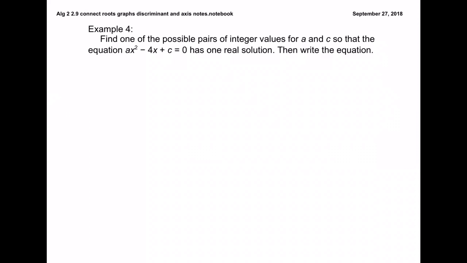Example number 4 says find one possible pair of integer values for a and c so that the equation ax squared minus 4x plus c equals 0 has one real solution. Then write the equation. So to determine something that has one real solution, we would want our discriminant to equal 0. So if we write our formula out for the discriminant and set it equal to 0, we can then plug in the information we have. We know that b is negative 4, so we have negative 4 squared minus 4 times a times c, which we don't know, equals 0.